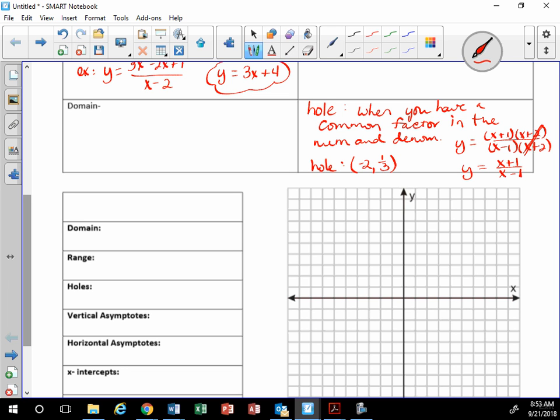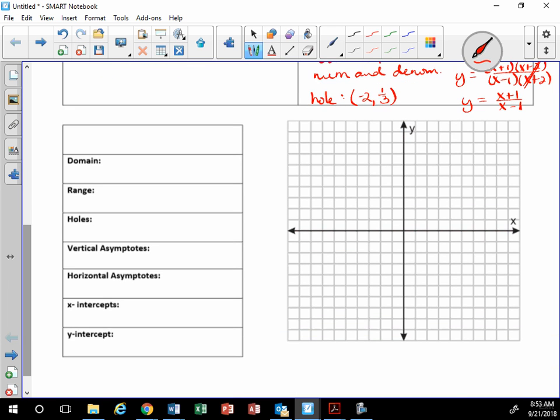All right, let's try one here. Let's do f of x equals 2x minus 6 over x plus 4. So I'm going to write the equation in the top here.